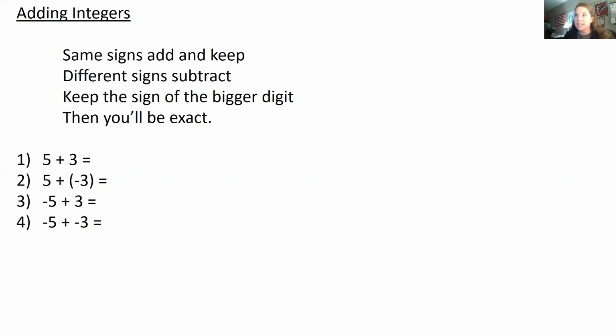Same signs add and keep, different signs subtract. Keep the sign of the bigger digit, then you'll be exact.